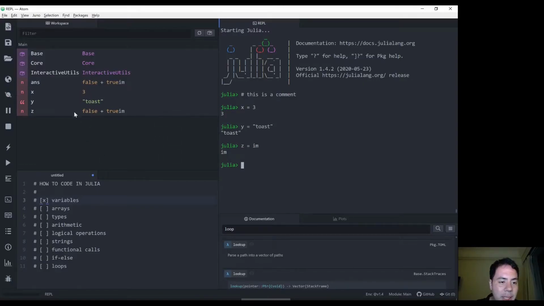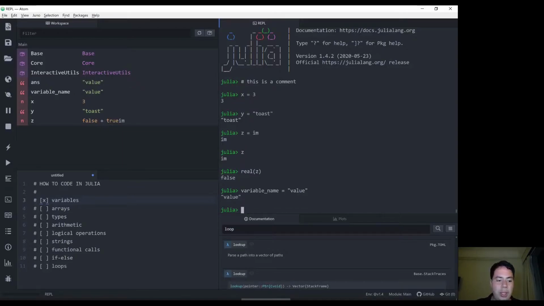Interestingly, the complex number I put in is false plus true imaginary. I'm just playing around a little here. Okay, anyway, so that's variables. You can assign a variable to anything. There's no special keyword to assign variables. It's simply variable name equals value. We can also look at doing some maths on variables, which I'll get to later on.